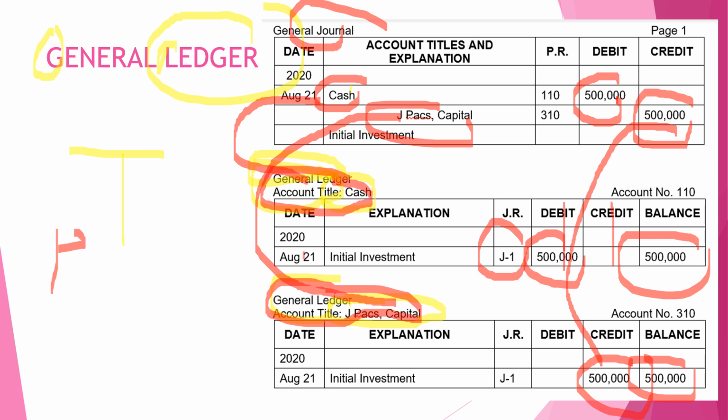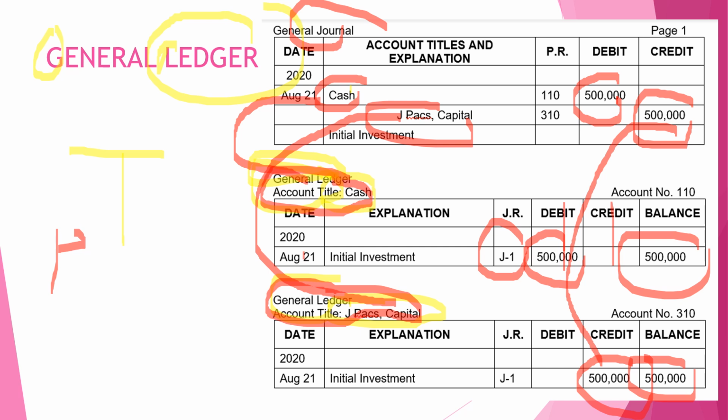Under the debit column in the ledger, transfer the debit amount from the journal. So this one, 500,000 debit, 500,000 debit. Under the credit column in the ledger, transfer the credit amount from the journal. This is from the journal, 500,000. You transfer it to the general ledger, 500,000.